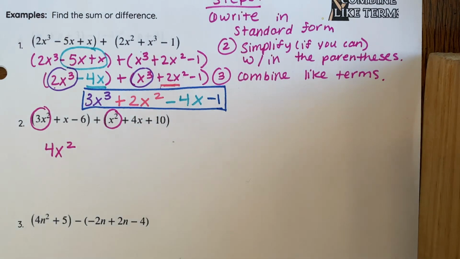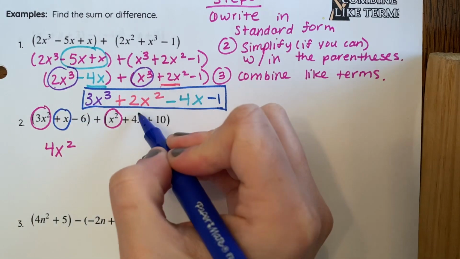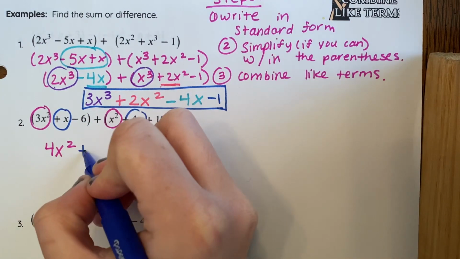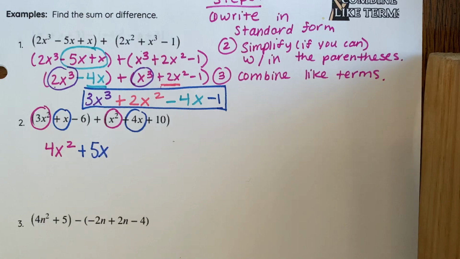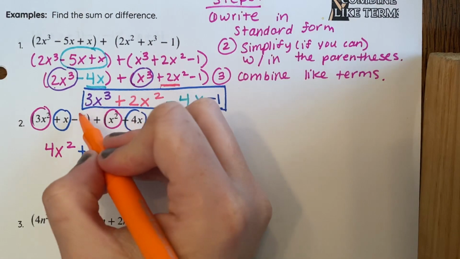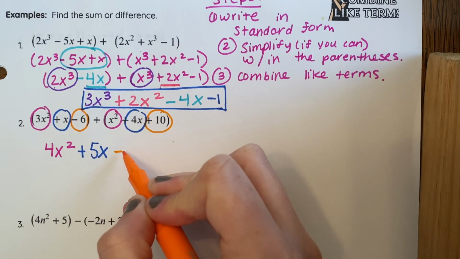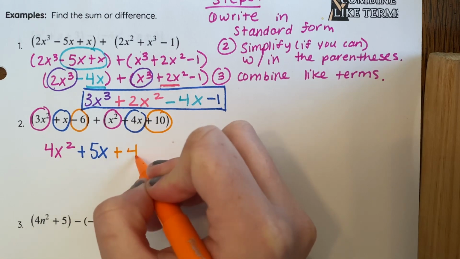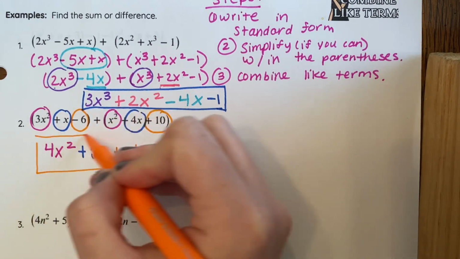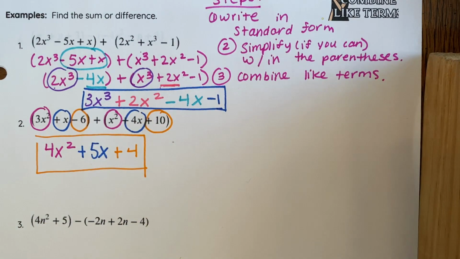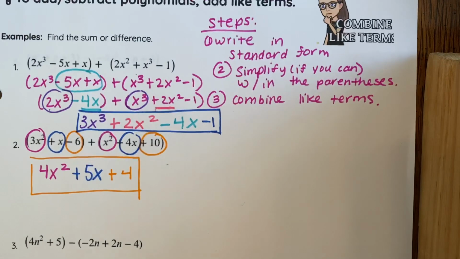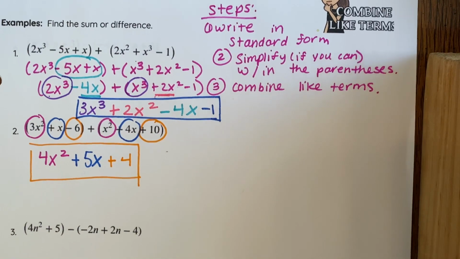Then we have a 1x plus a 4x, so that would be a 5x. And then we have a negative 6 plus 10, so we'd have a plus 4 as our final term, and that would be it. So in this one, we could just skip to combining like terms. And everything's color-coded so you can see the things that match up.